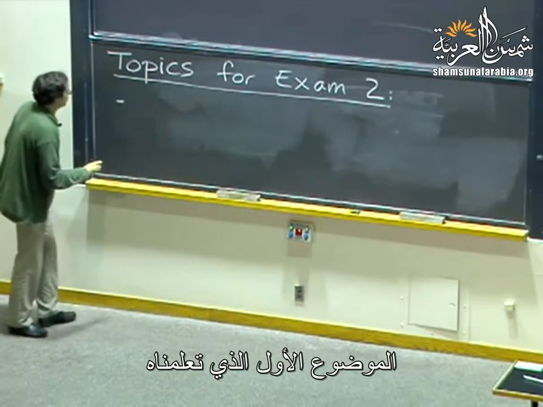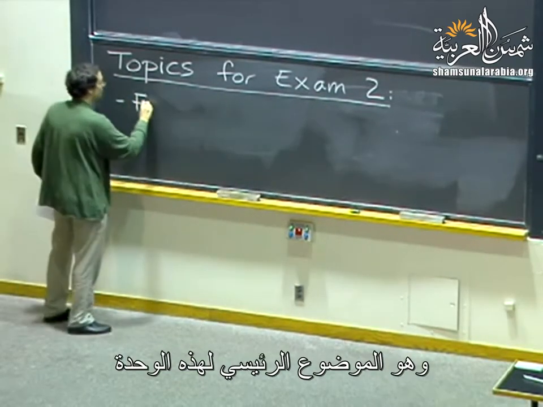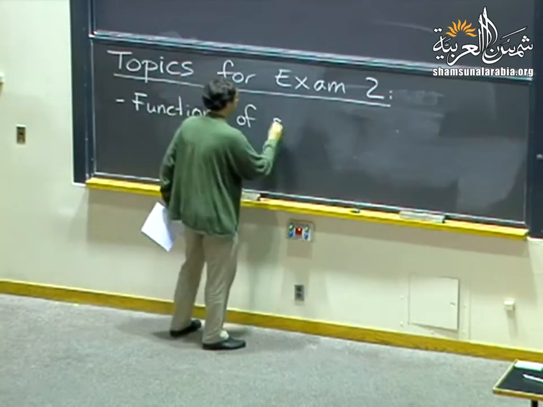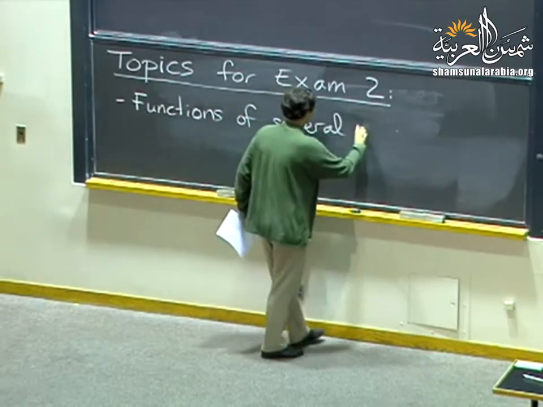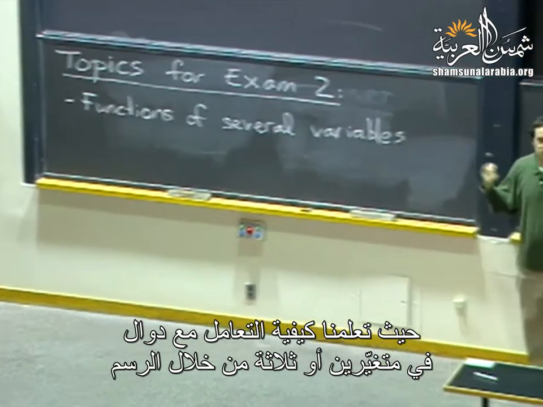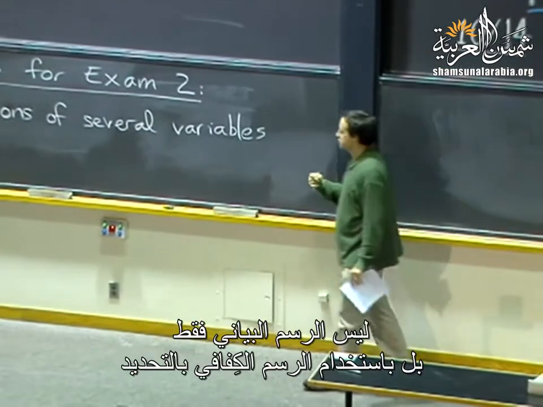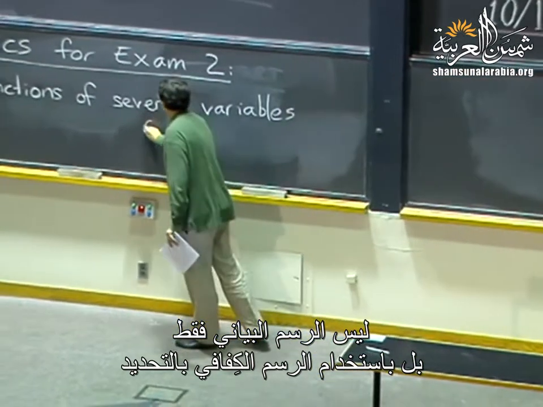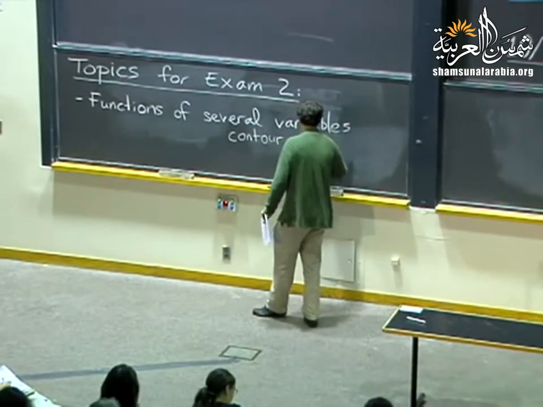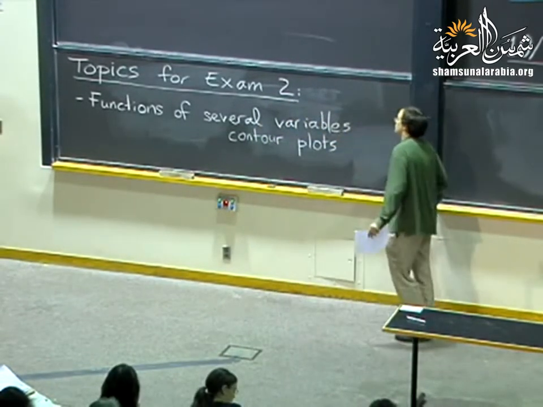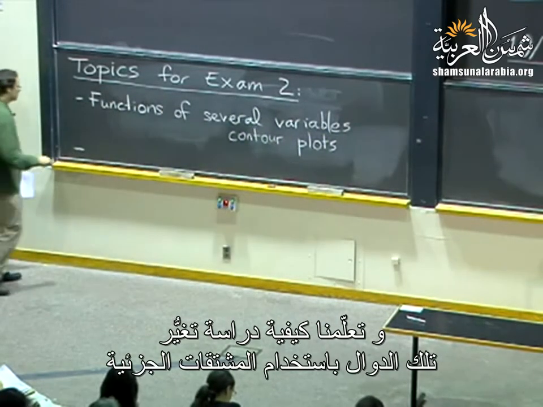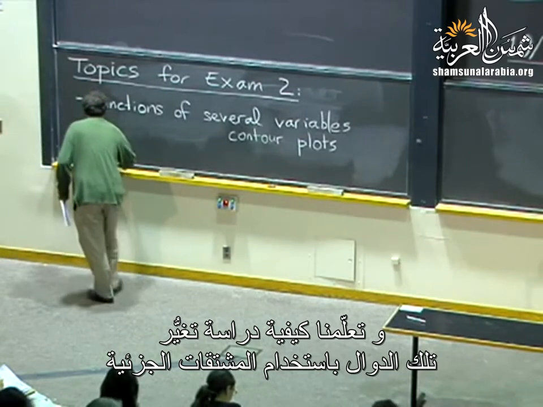The first thing we learned about, the main topic of this unit, is functions of several variables. We've learned how to think of functions of 2 or 3 variables in terms of plotting them, in particular, not only the graph, but also the contour plot, and how to read a contour plot. And we've learned how to study variations of these functions using partial derivatives.